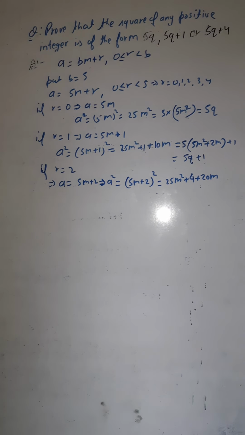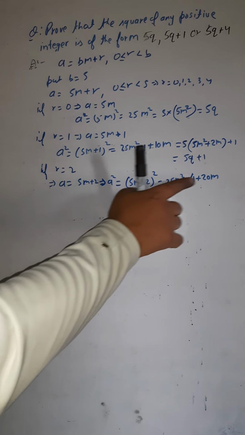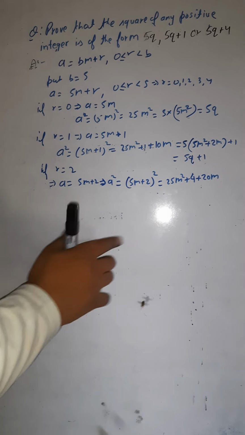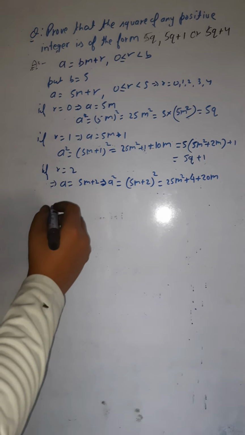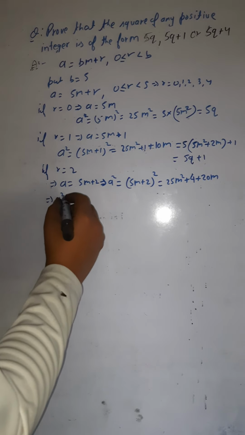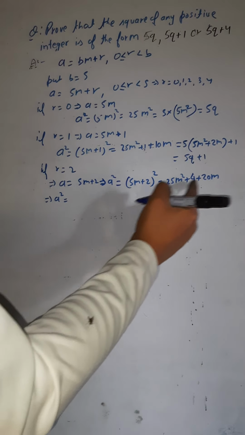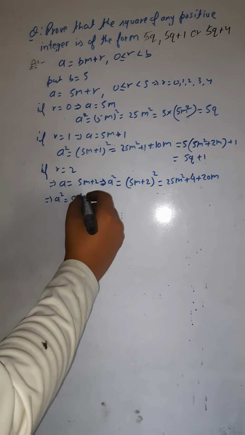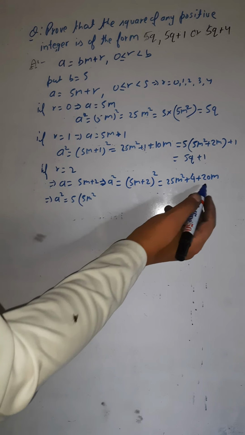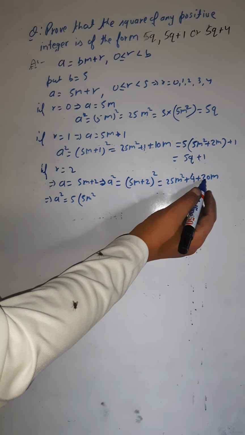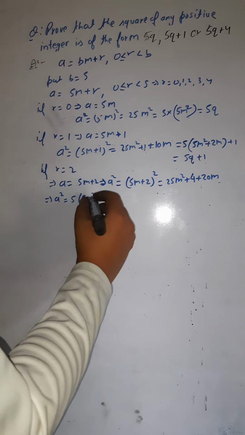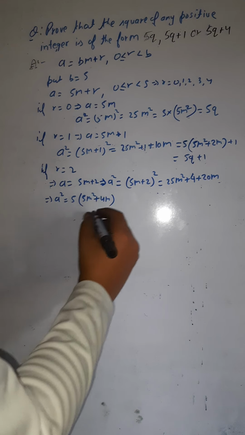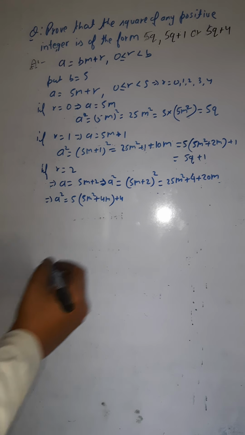Getting this? Take 5 common, because between these two terms you can take 5 as common. So now you have the answer. a squared would be 5 times 5m squared plus 4m, and 4 would remain outside.